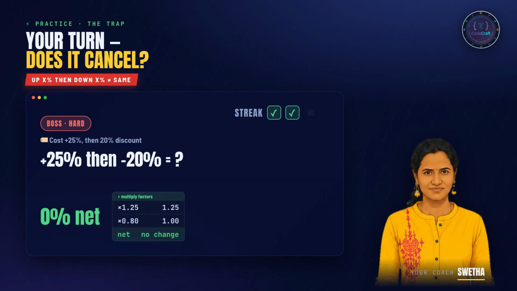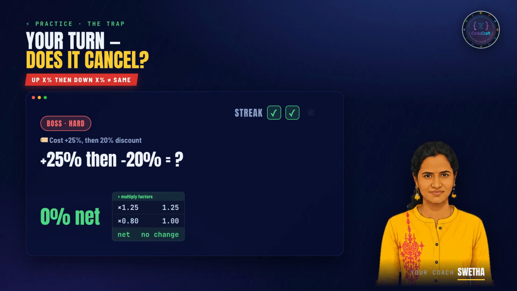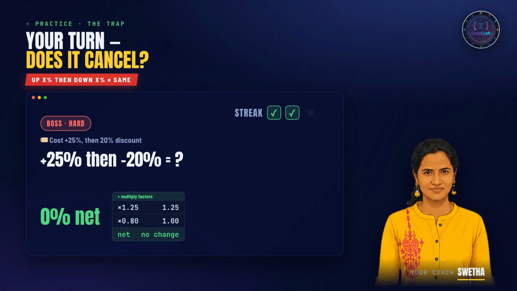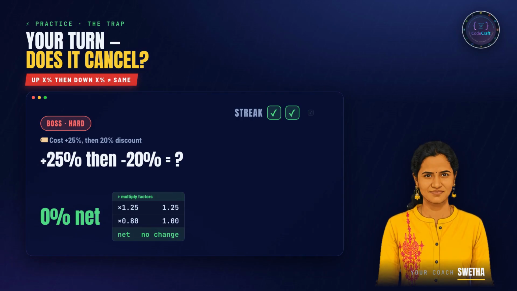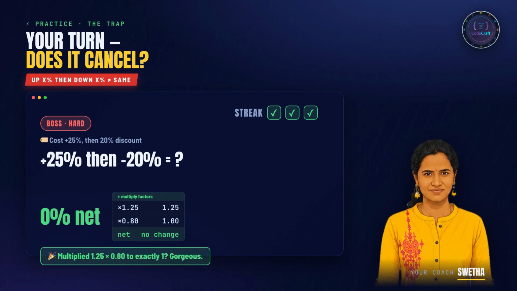Markup 25% means times 1.25. A 20% discount means times 0.8. Multiply them. 1.25 times 0.8 is exactly 1. So the net change is 0. It perfectly cancels this time. If you multiplied the factors instead of adding the percents, that's exactly how the pros handle it.